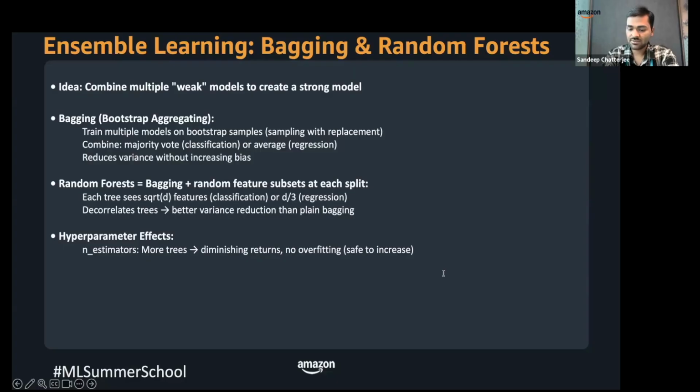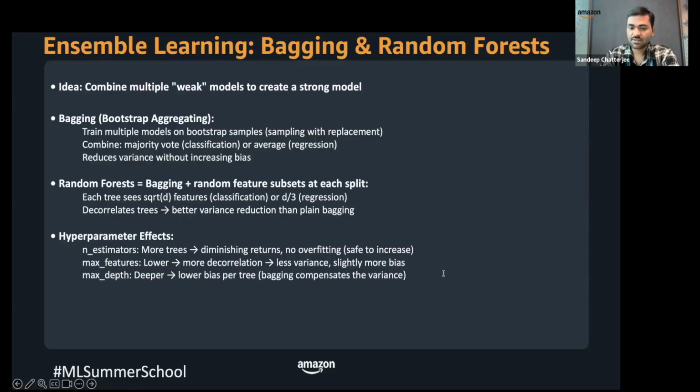Next is max features. If you lower this, you force more decorrelation. So your trees become more diverse, which lowers variance, but it might also introduce a tiny bit more bias. So it will have less variance, but more bias. That's why you have to balance this.